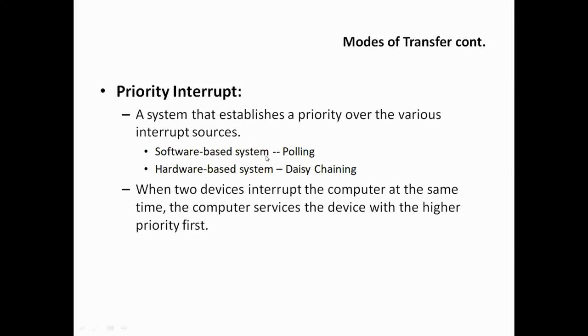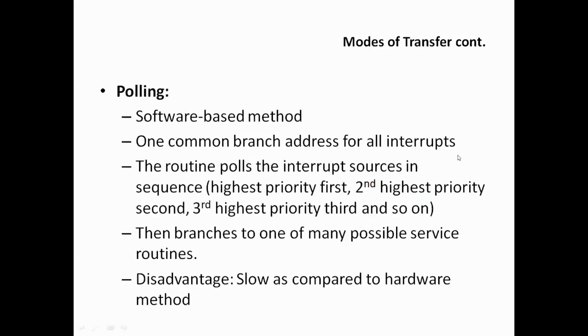There are two ways, a software way and a hardware way. Priority interrupt means when you have to establish a priority on interrupts, which interrupt has more priority. If we adopt a software way for priority, this is called polling. And if we use a hardware method to solve this simultaneous interrupt problem, then that method is called daisy chaining. Let us see them one by one.